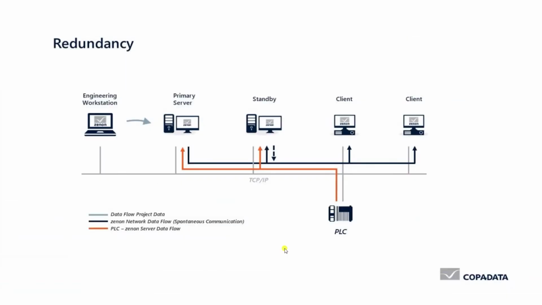In this video, I'll give you a quick overview of redundancy in the Xenon network. The Xenon network technology allows you to create redundant systems so that you can switch to a standby server should your original server fail. In a redundant Xenon network, there are two servers, a primary server and a standby server. Both servers are reading data from the PLC, but only the primary server can write to the PLC. The primary server keeps all computers in the Xenon network up to date.